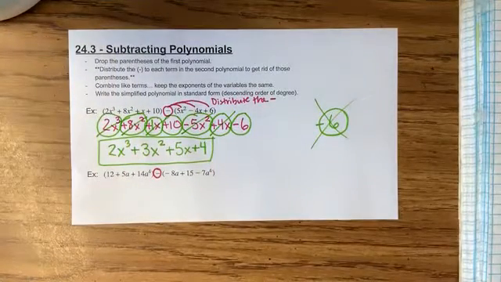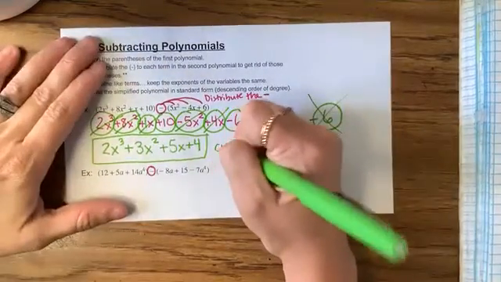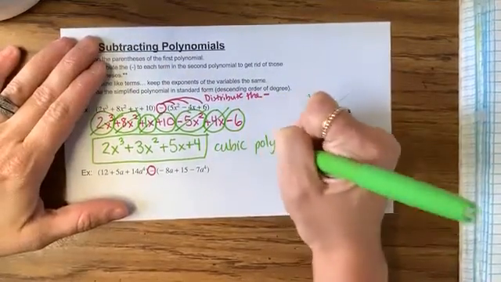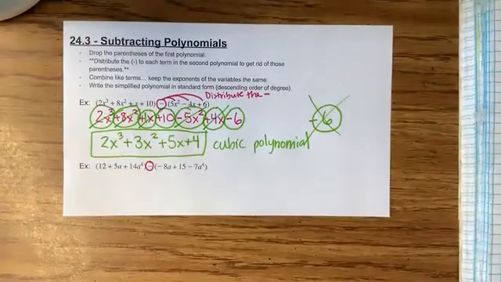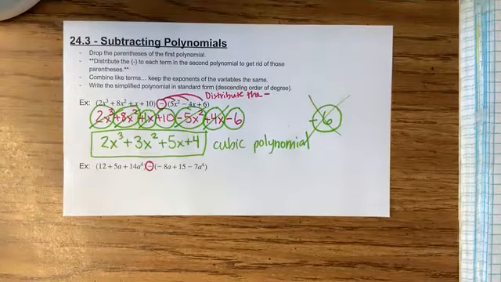Let's name this based on the degree and the number of terms. What is this called? The degree is a 3. Cubic polynomial. Degree of 3, 4 terms. We should have done that in the other ones. Both of the other ones were quadratic trinomials, so that was easy.